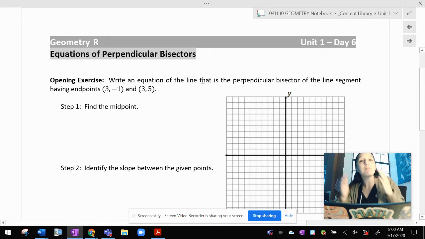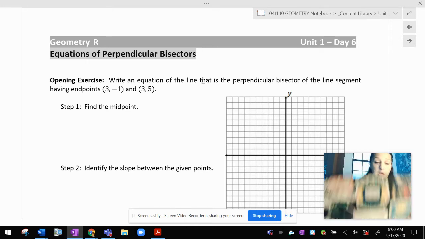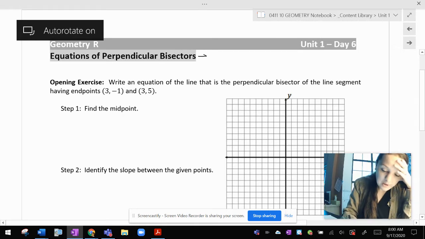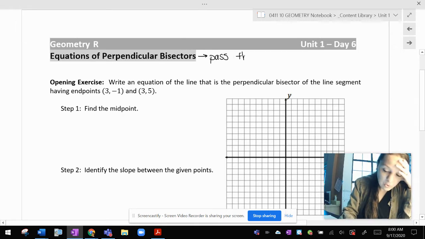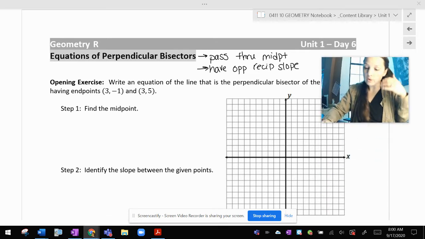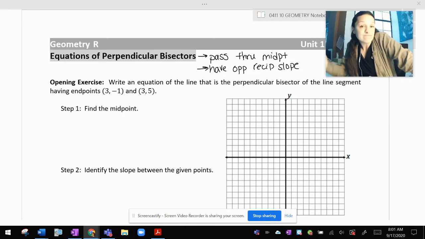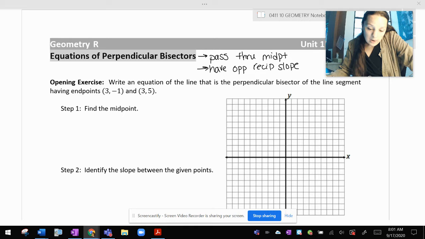So when you want to create a perpendicular bisector, that means you're creating a line that passes through the midpoint and has an opposite reciprocal slope to your original. Okay, so that's what you need to remember. Let's write it at the top. A perpendicular bisector has to pass through the midpoint and have an opposite reciprocal slope. So a new line passes through the midpoint of an old line, but with an opposite reciprocal slope. All right, so let's do it.